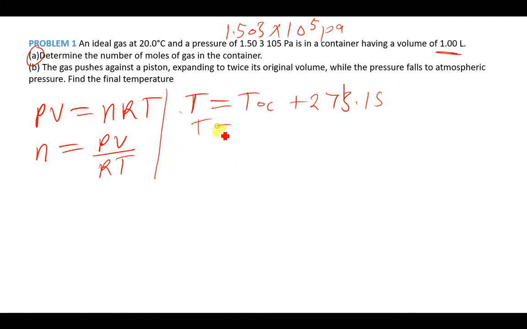So to convert this, we're going to say 20 plus 273.15. Then when you add the 2, you just get 293.15. So this is the temperature that you are going to use at T there.